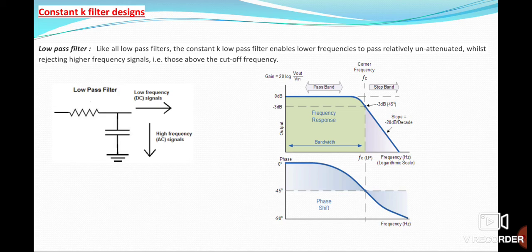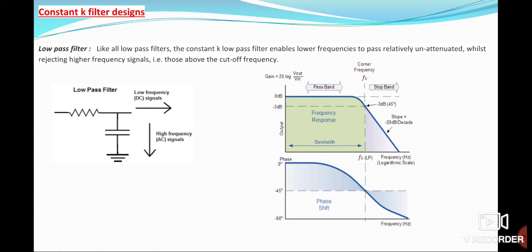In the following diagram, we can see it is passing the low frequency DC signals and filtering out the high frequency AC signals. In the given graph, we can see that the x-axis is representing the frequency and the y-axis is representing the output or the gain. The gain can be obtained by the value 20 log V output by V input. When we are plotting the graph, the shaded green portion is basically representing the passage of low frequency signals, and on the right hand side, that is above the cutoff frequency, it is rejecting the high frequency signals from passing through it.